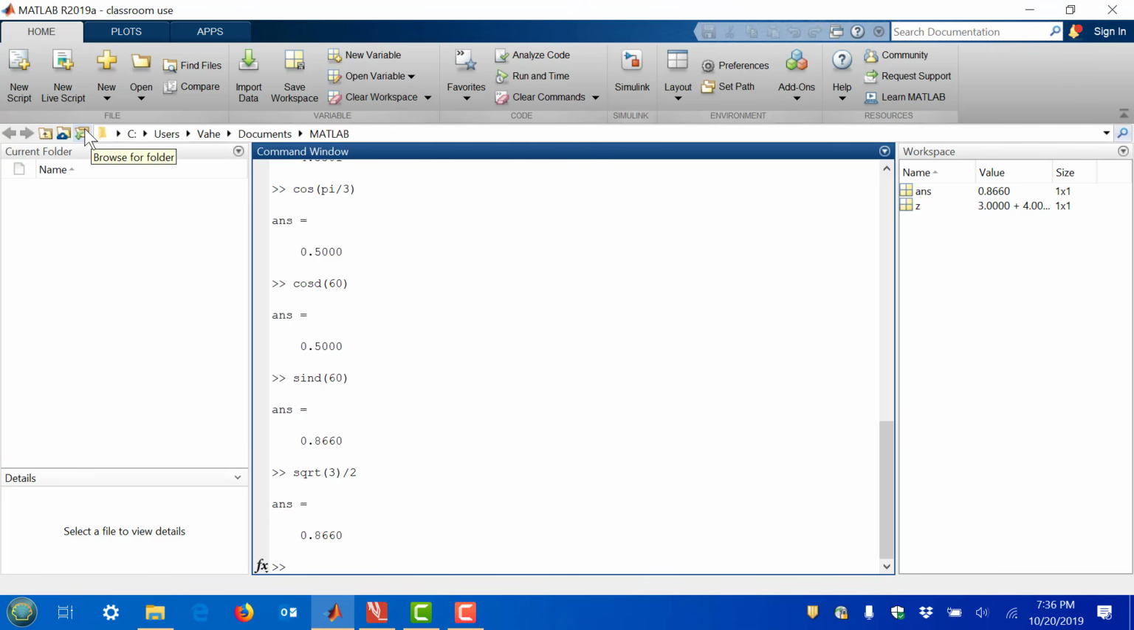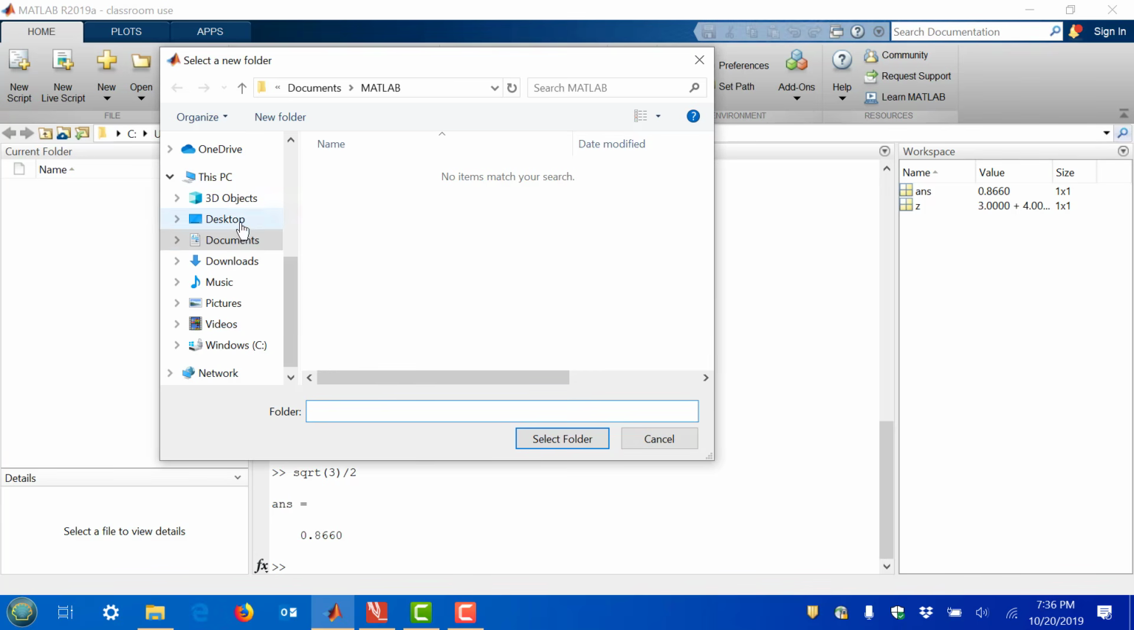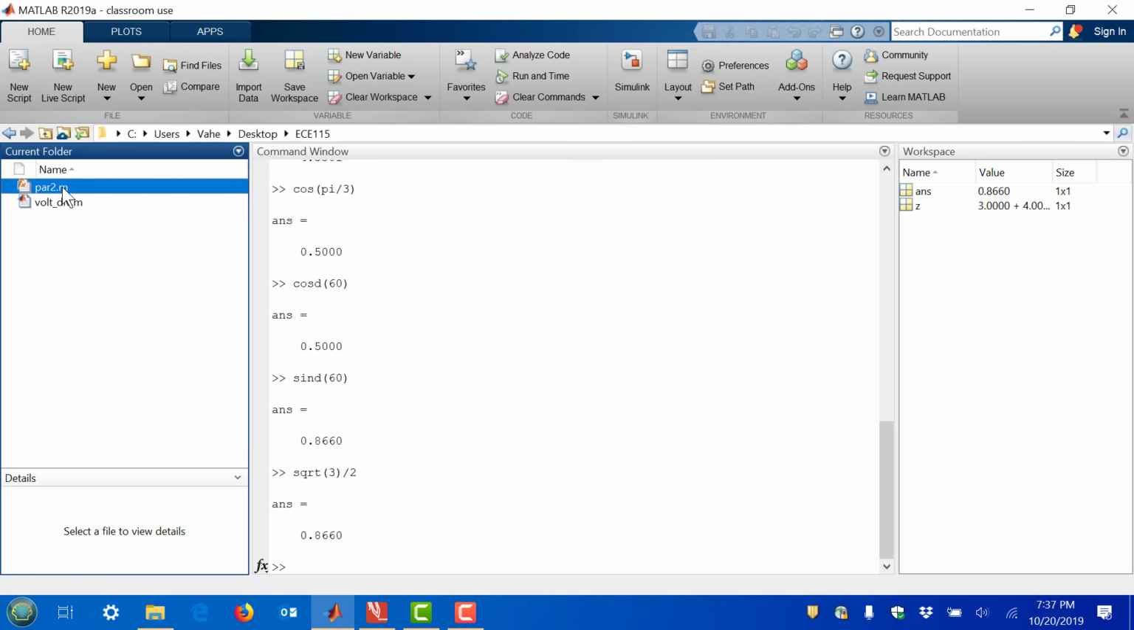It says browse for folder. So I'm going to change my working directory where Matlab will search for functions. And then I'm going to go to my desktop, and I have EC115 there. I'm going to select that as my folder. When I do that, I'm going to have these 2 files. So I'm going to deal with the first file first. It's called part2.m. So I'm going to just double click this.